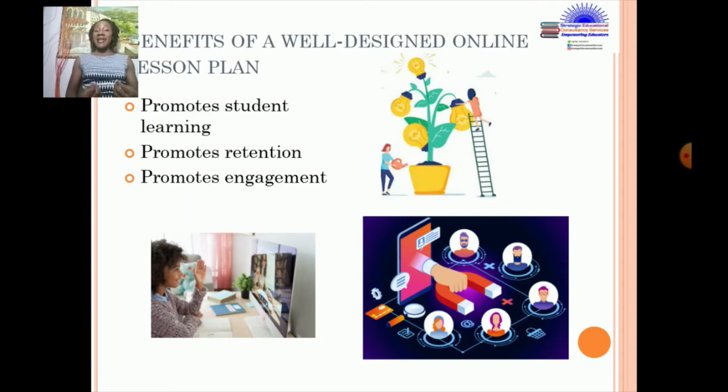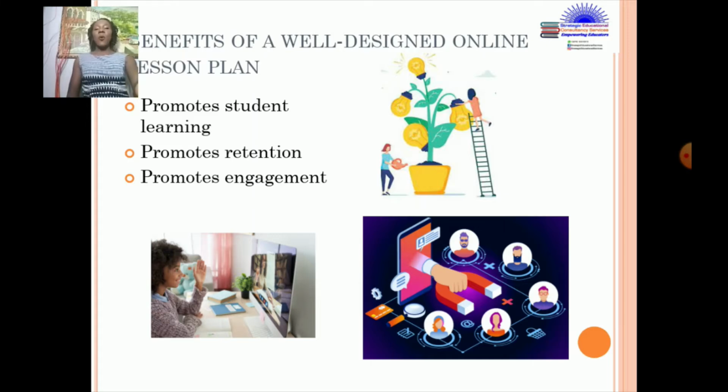It also promotes retention because the aim of the lesson planning, whether it is physical or virtual, is that the students are able to learn and to grasp, and not only retention as it relates to the information, but also retention for your classroom. Many educators will say, my students are not coming on to class, they're not participating, and that is because your lesson plan is not well designed, and so you're not able to retain your students in your classroom. It is true. And also it provides engagement, and it also promotes engagement within the classroom.